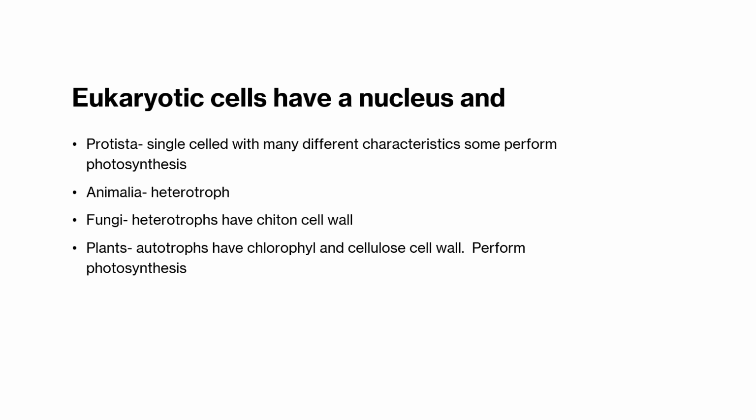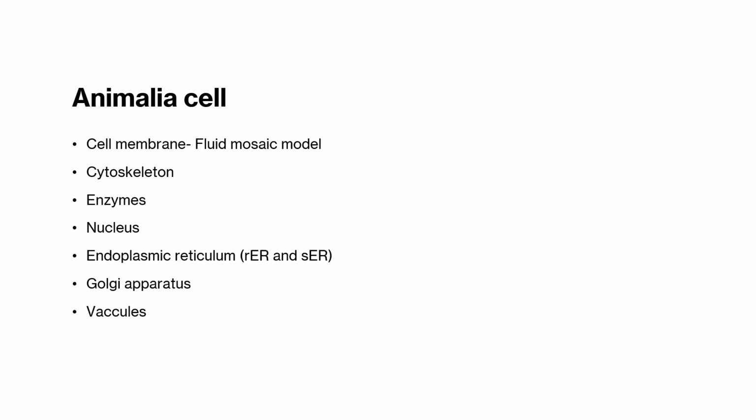You have protista, which are again the single cellular organisms. Some of these can do photosynthesis. Animalia, which are heterotrophs. Fungi, which are heterotrophs and have the chitin cell wall. And plant cells, which are autotrophs, which means they do have chlorophyll and have cellulose cell walls. They can perform photosynthesis, is what it tells us.